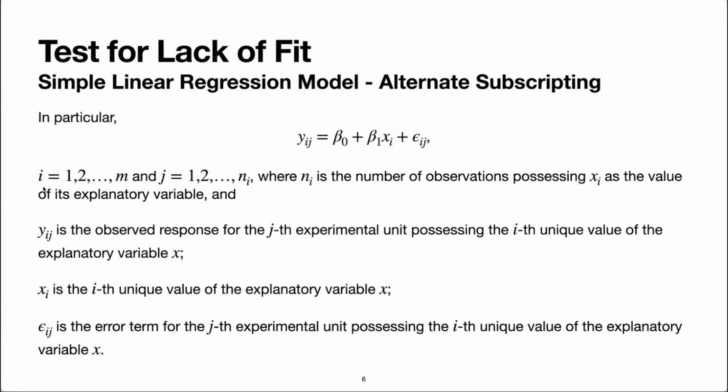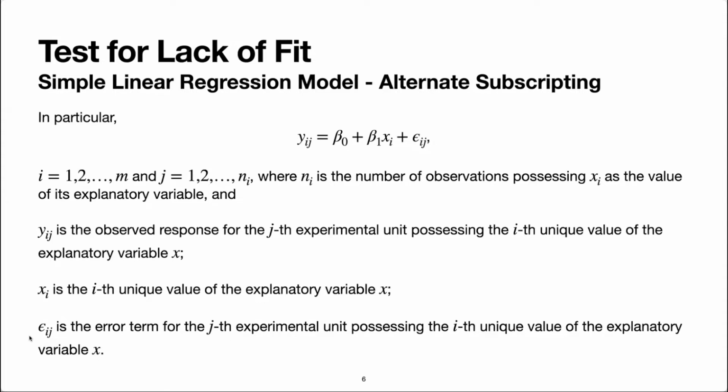Here, again, i is the index that indicates which of the values of x we're talking about. And then j goes from 1 up to n sub i, where n sub i is the number of observations possessing x sub i as the value of its explanatory variable. And so y sub ij is the observed response for the jth experimental unit possessing the ith unique value of the explanatory variable x. Again, x sub i is the ith unique value of the explanatory variable x.